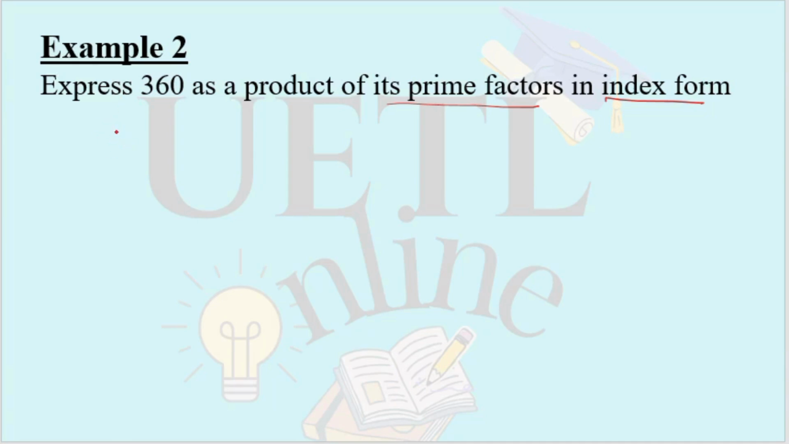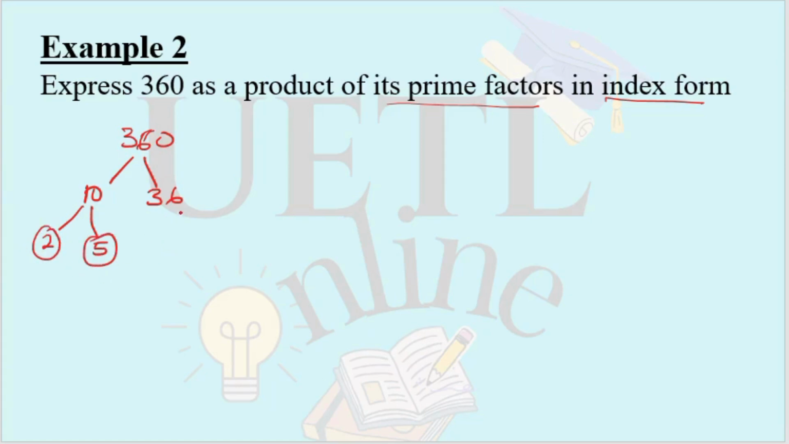In this case, we write 360 here. Then we find two factors which multiply to give 360. Let's say 10 and 36. Now let's go on. If a factor is not a prime number, we just have to find its factors again. Here we have 10. The factors of 10 are 2 and 5. Here we have our prime numbers, so we are done with this branch.